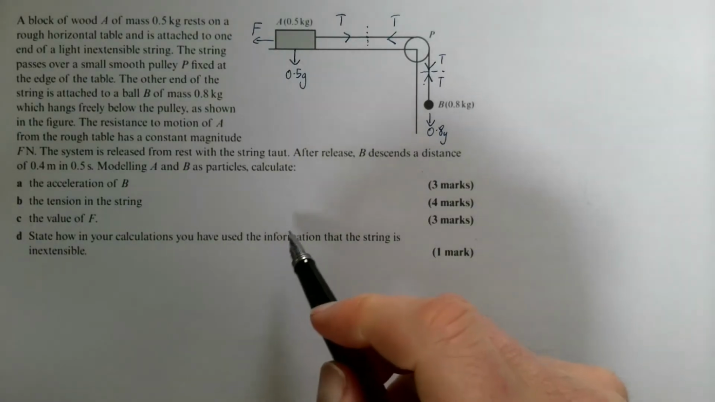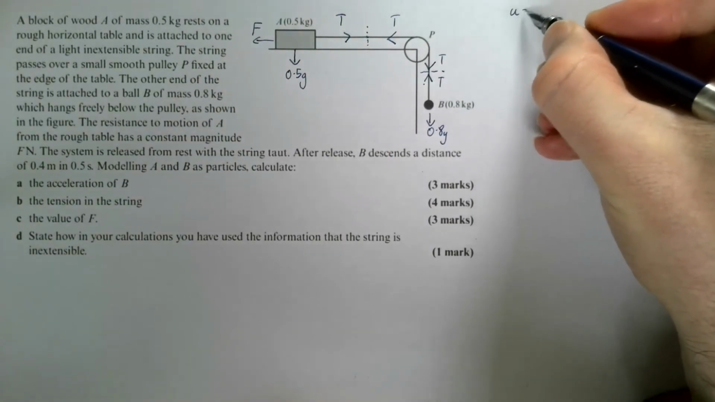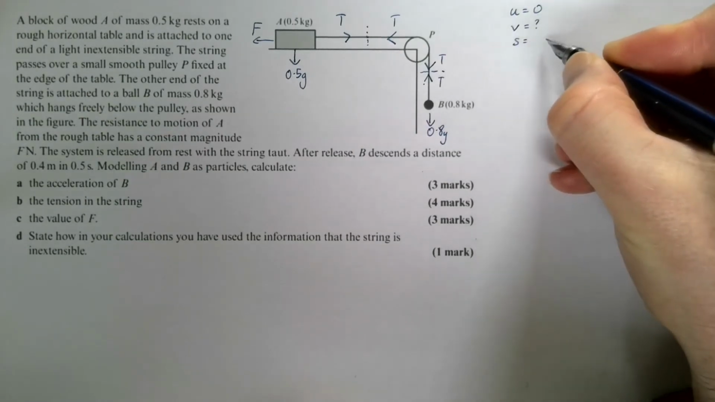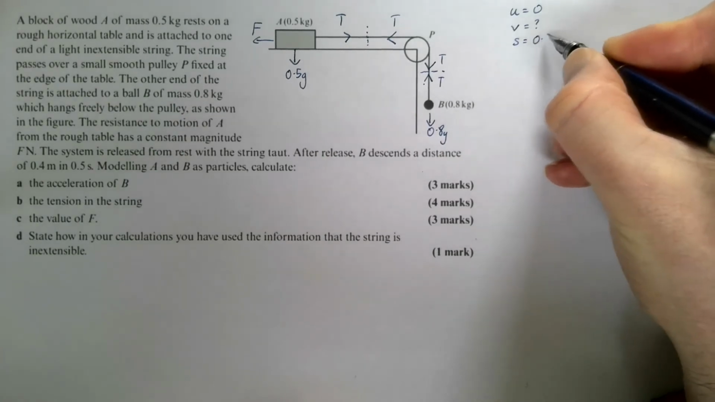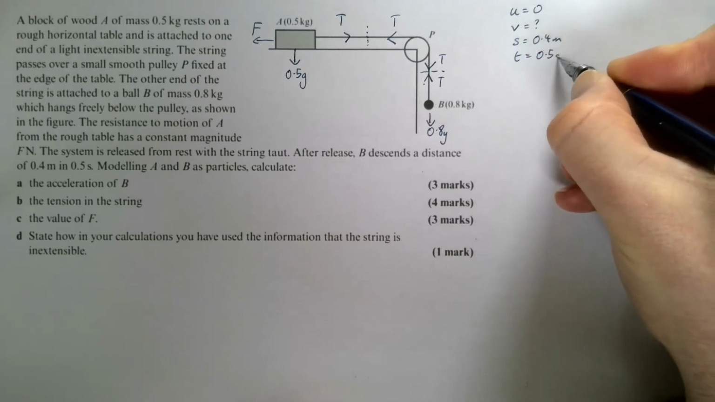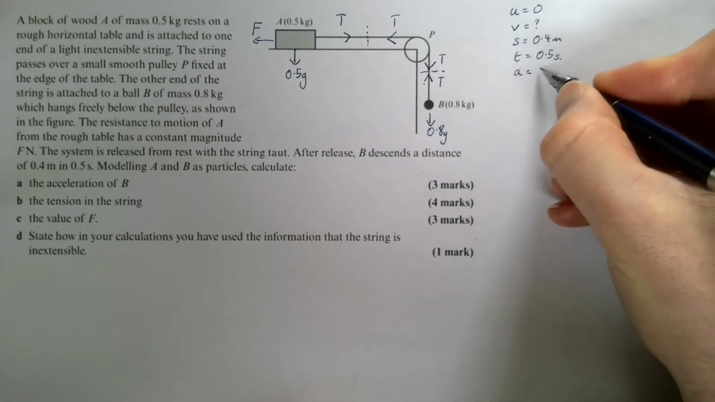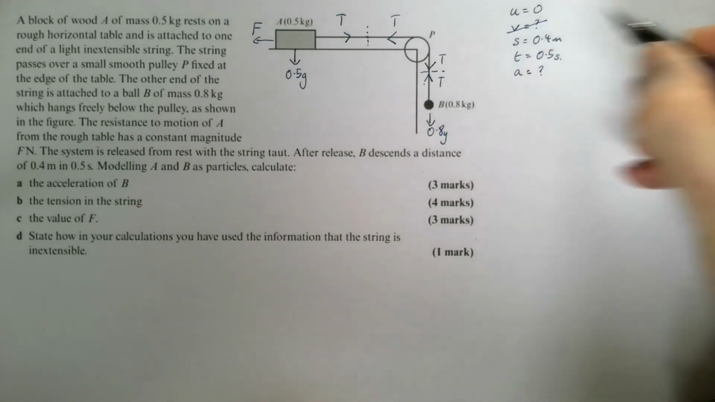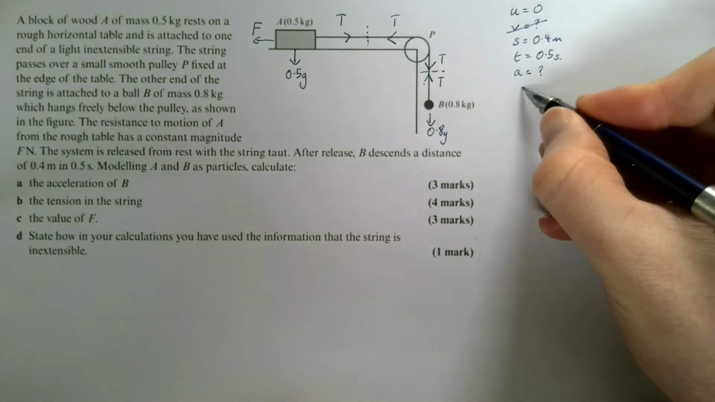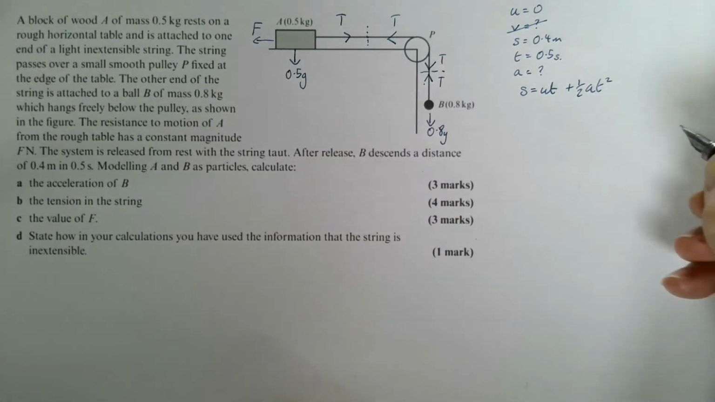The acceleration of B, well, we know that U equals 0. We do not know the final velocity. We know that the distance is 0.4 meters. We know the time is 0.5 seconds. And we want to know the acceleration. So we're looking for a SUVAT formula that does not involve V. So that gives us S equals UT plus a half AT squared.